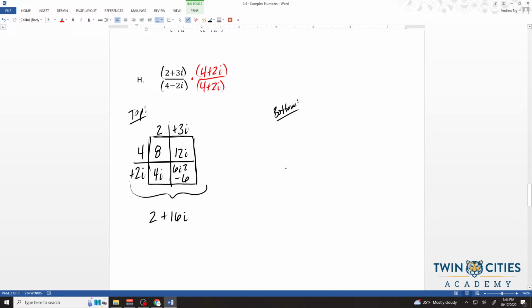Now let's figure out the bottom part. 4 minus 2i times 4 plus 2i. We'll make another box. Along the top, we'll do 4 minus 2i. And down the side, 4 plus 2i.